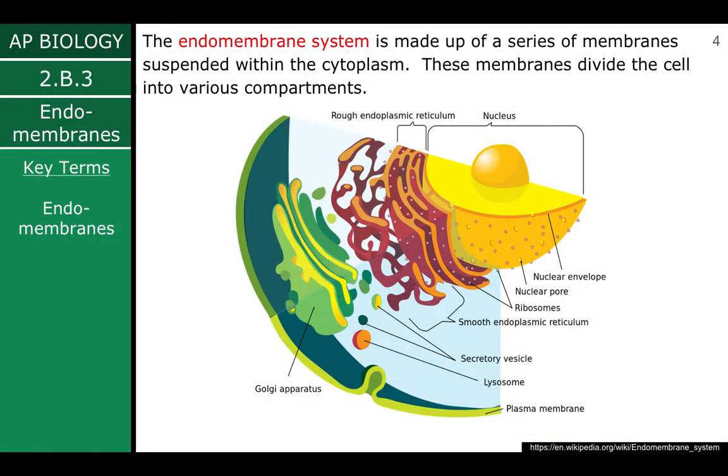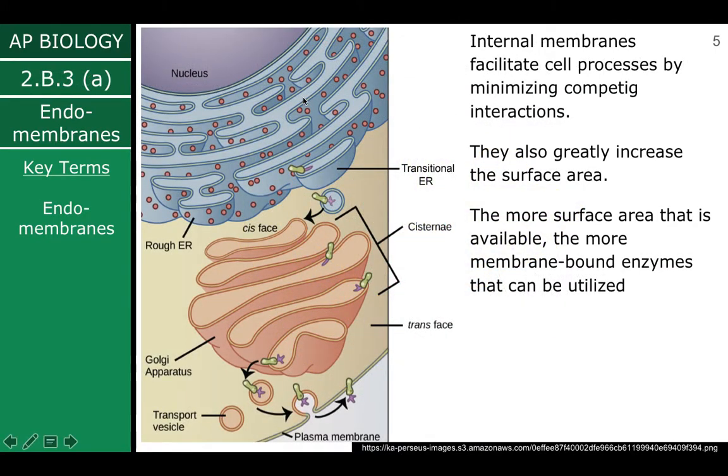So this is our endomembrane system, which is basically a series of membranes that are in the cytoplasm of a cell. These membranes help divide the cell into different compartments. So what we're looking at here is our Golgi apparatus, our smooth endoplasmic reticulum, or smooth ER, and our rough endoplasmic reticulum, rough ER, and the nucleus. By having all of these different membranes, we help compartmentalize the different processes that are occurring in the cell. We'll talk about that in a minute.